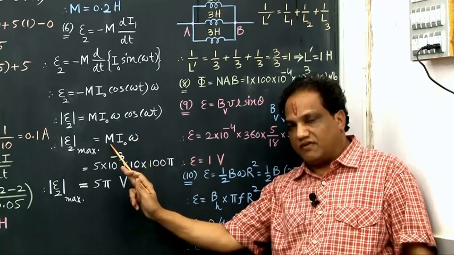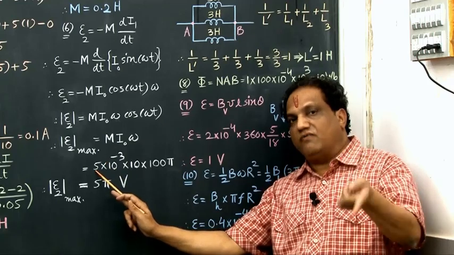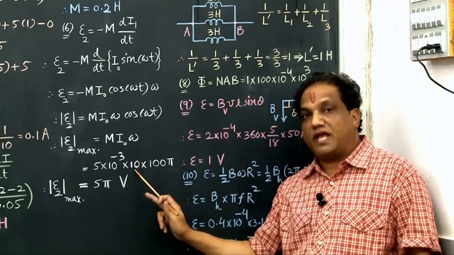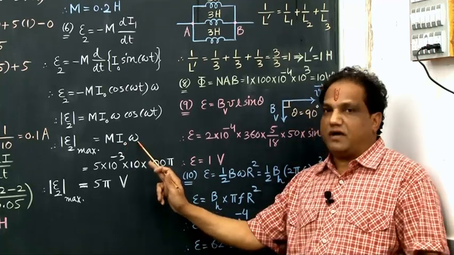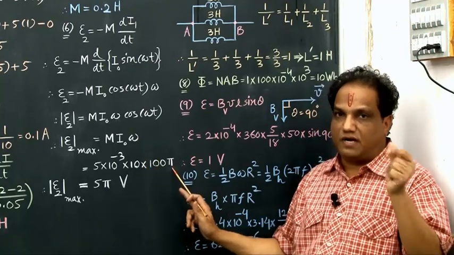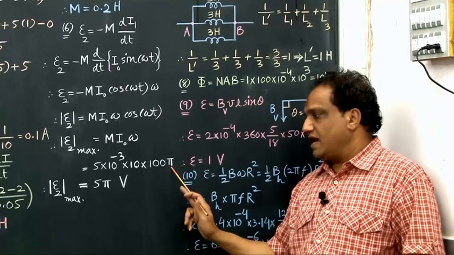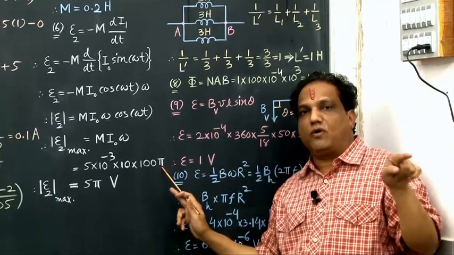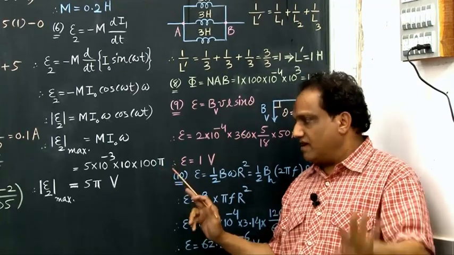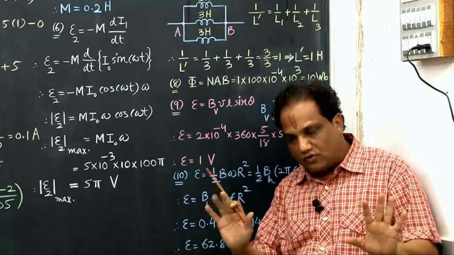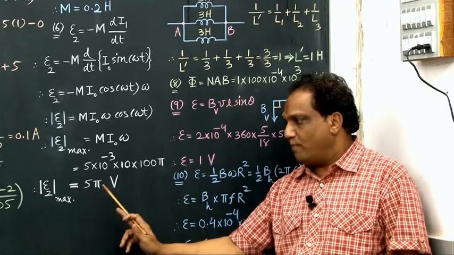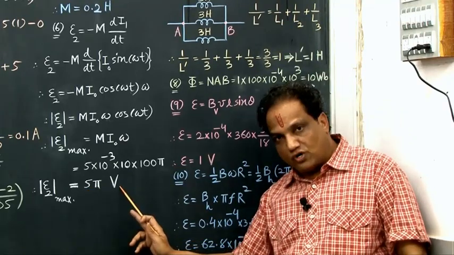What is mutual inductance? They have given 5 millihenry, convert it into Henry, multiply by 10 raised to minus 3. Value of current they have given, come on, 10 ampere. What about omega? Angular frequency they are given 100 pi radian per second. Leave this pi as it is because in all the 4 options in the textbook you will find pi. That's why we are keeping pi as it is. Don't put the value, leave pi as it is. And the remaining part you can simplify. Answer is 5 pi volt.